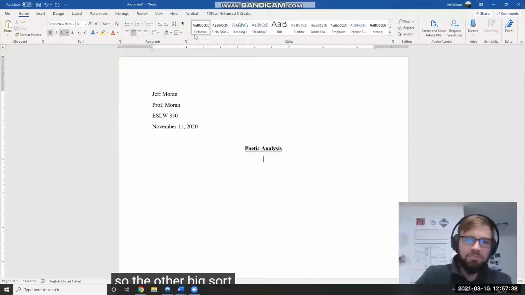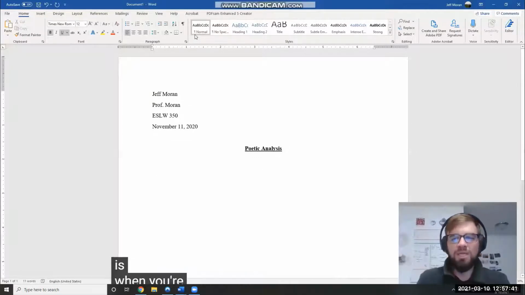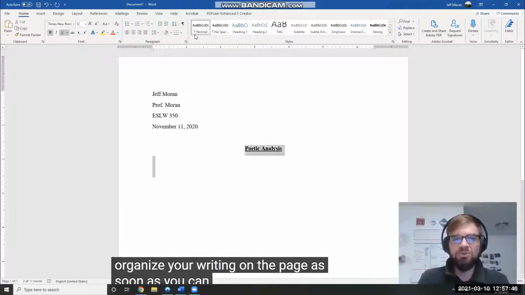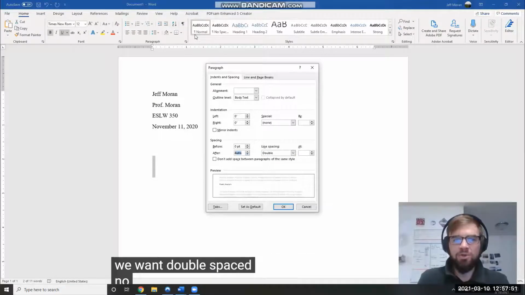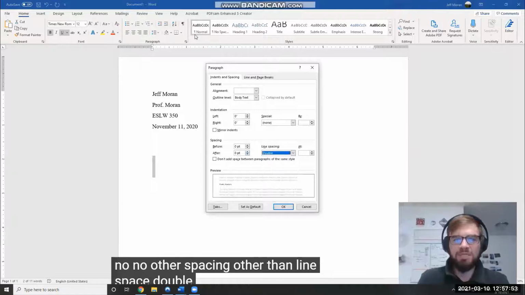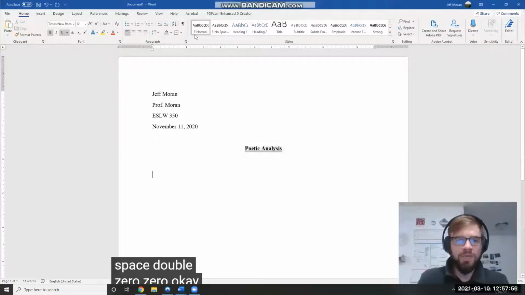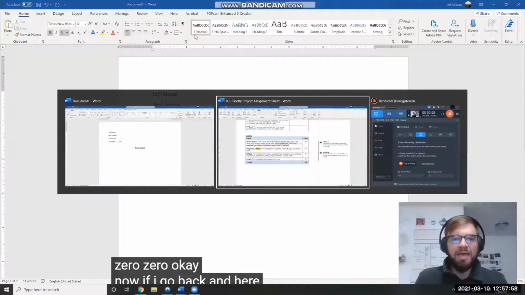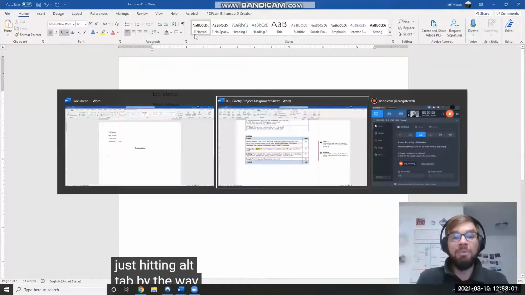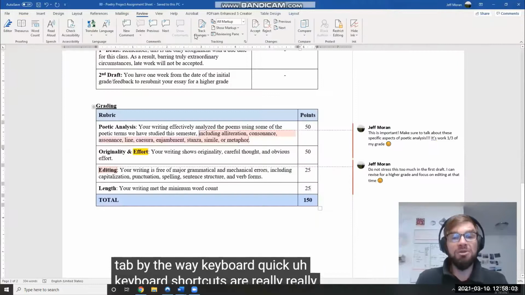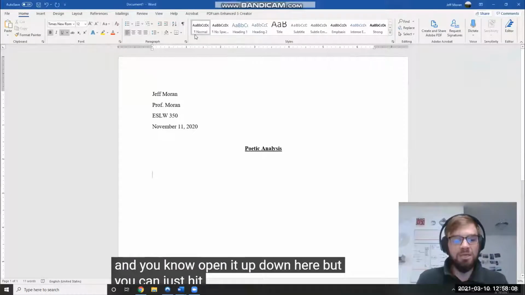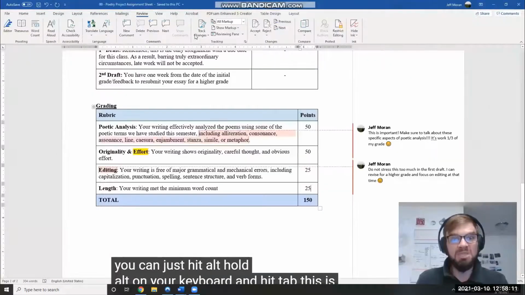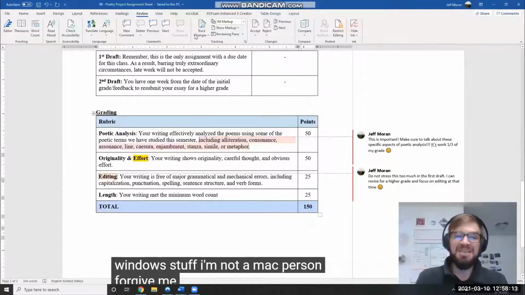So the other big tip I have here is when you're writing, start to organize your writing on the page as soon as you can. So again, I'm going to change the paragraph here because I know we want double spaced. No other spacing other than line space double 0 0. Okay. Now, if I go back, and to go back, I'm just hitting Alt-Tab, by the way. Keyboard shortcuts are really your friend. So you can move the mouse and open it up down here, but you can just hold Alt on your keyboard and hit Tab. This is Windows stuff. I'm not a Mac person, forgive me.